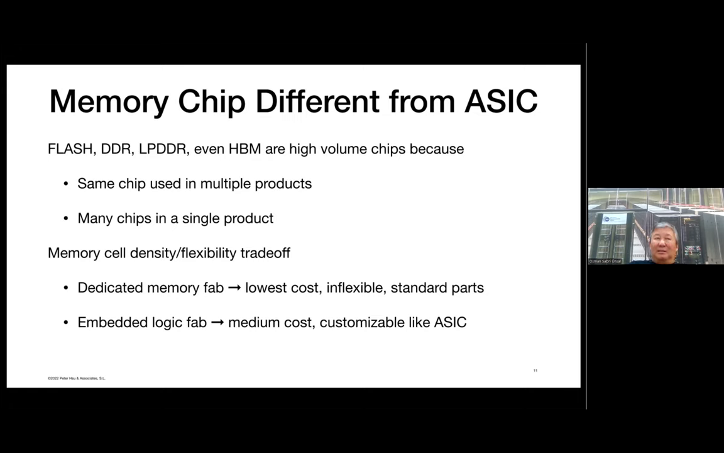And there are different kinds of memory technology. DRAM and flash, for example, require dedicated memory fabs to build them. So they're not very flexible, but they're very low cost. Embedded memory, you build in a logic fab, and it's less inexpensive. But on the other hand, it's easily customizable, like ASIC. It's much more flexible. So that's what we're going to use.